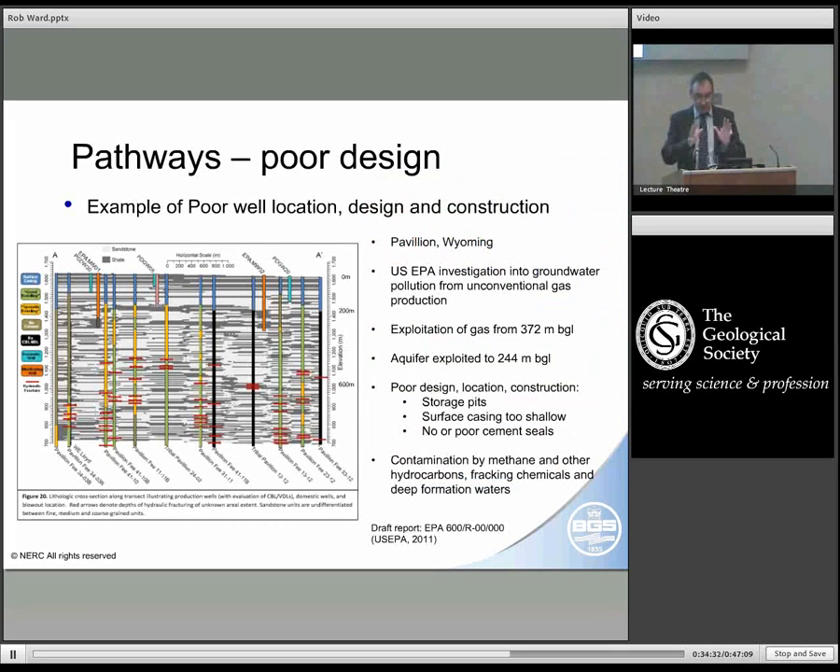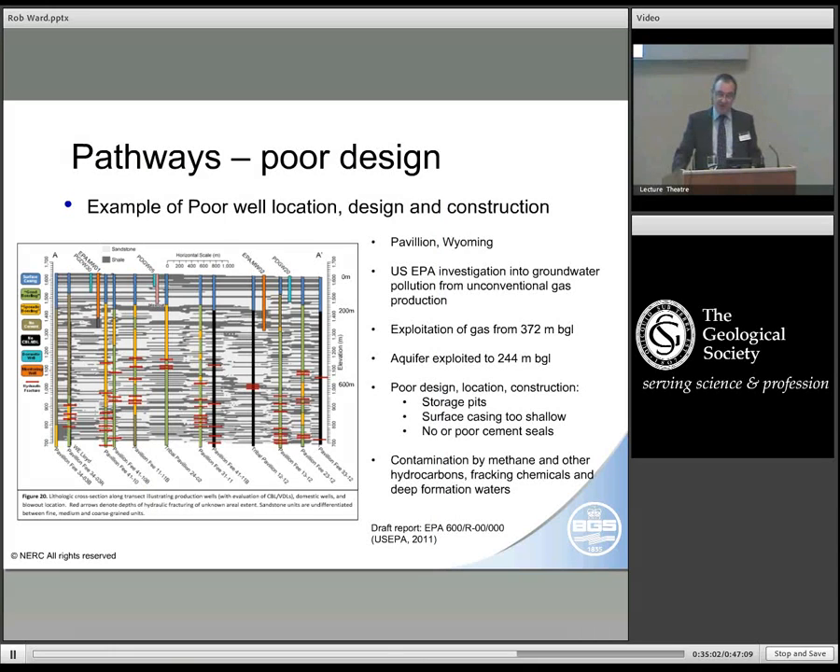However, having said that, that's in an ideal world, and we need to make sure that those wells that are installed meet those requirements. But there is evidence from the States of poor design. I'd just like to give you an example of this. This information is taken from a study which is being published currently, a draft report from the US Environmental Protection Agency, where they're investigating the incidence of groundwater pollution which is believed to be attributed to unconventional gas production. And this effectively reflects an example of poor well location, design and construction, and I'll explain why.